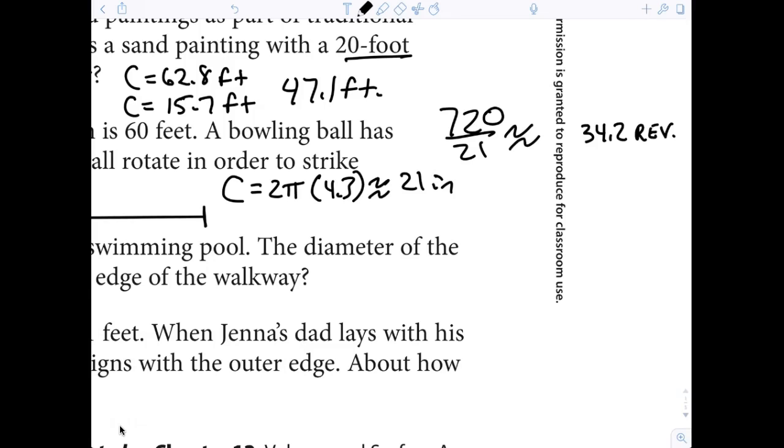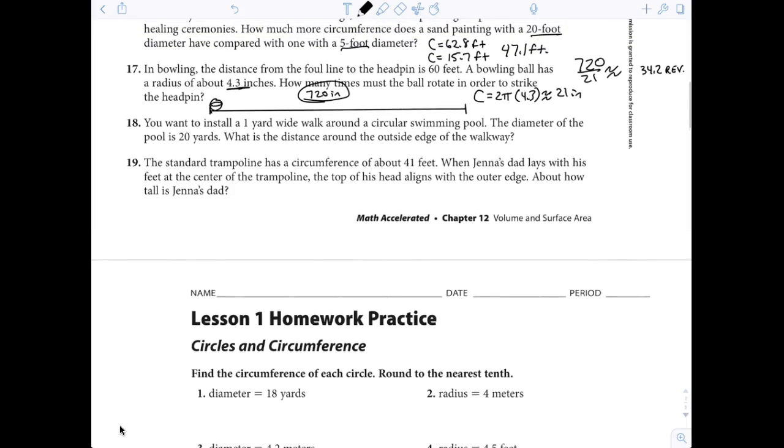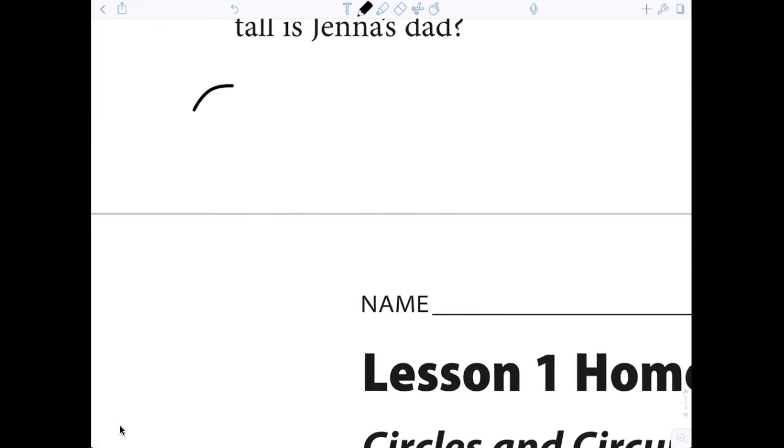All right? So let's look at the next one now. It says, you want to install a 1 yard wide walk around a circular swimming pool. The diameter of the pool is 20 yards. What is the distance around the outside edge of the walkway? So we got to think about it like this. All right, let's draw your pool. We're going to draw a circular pool.